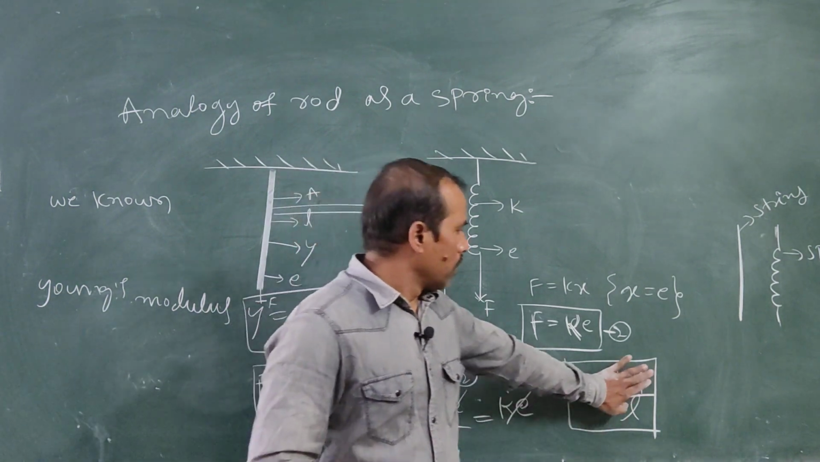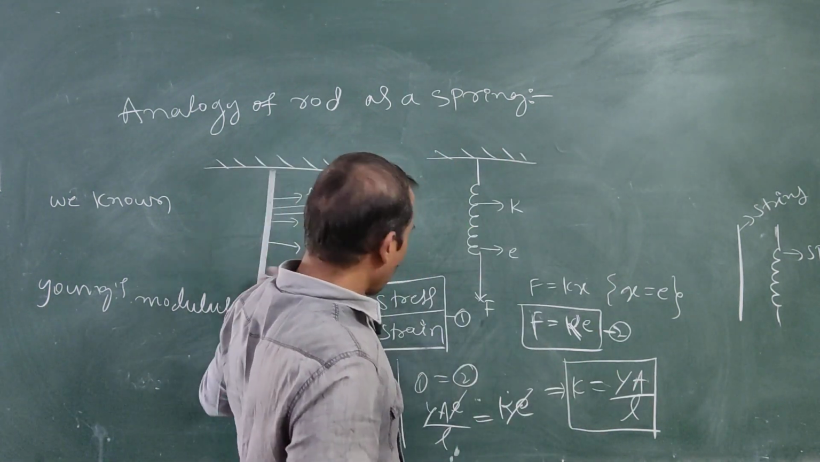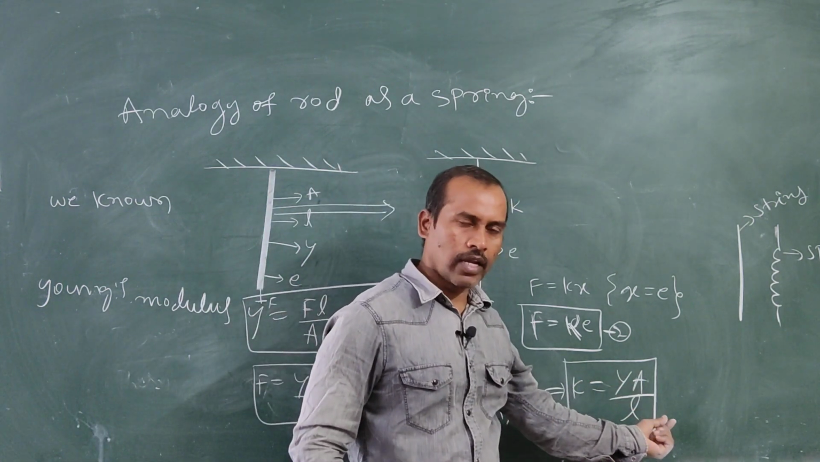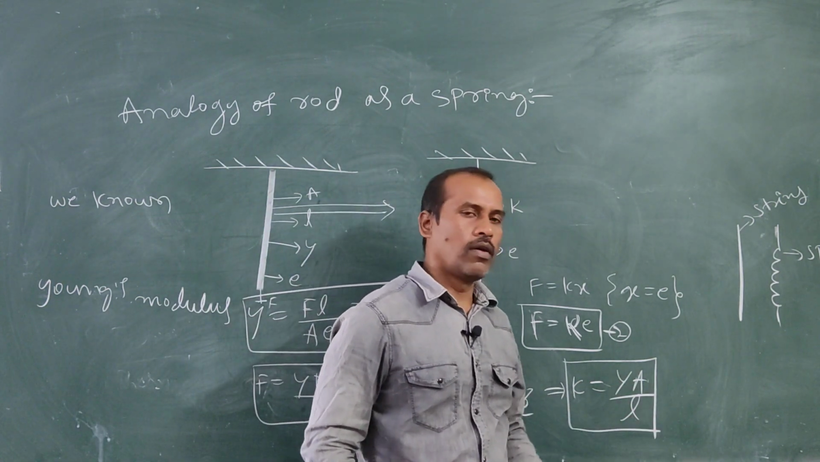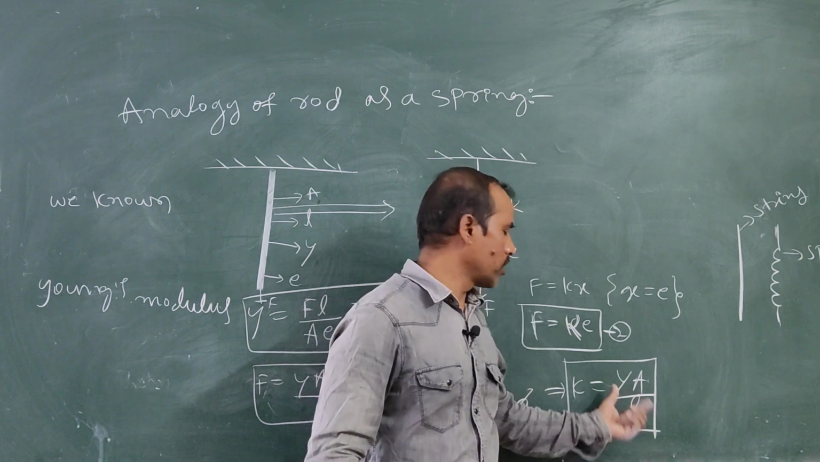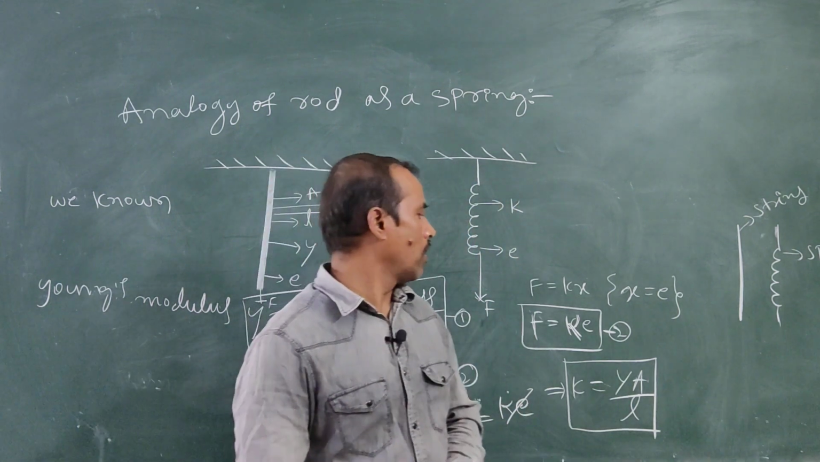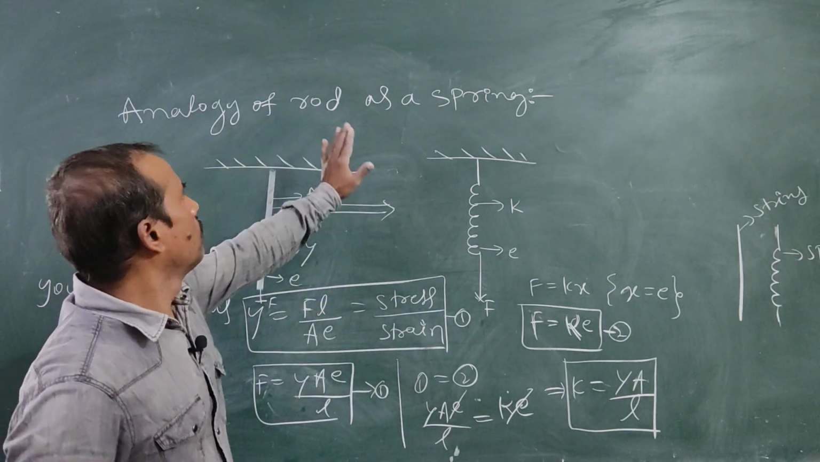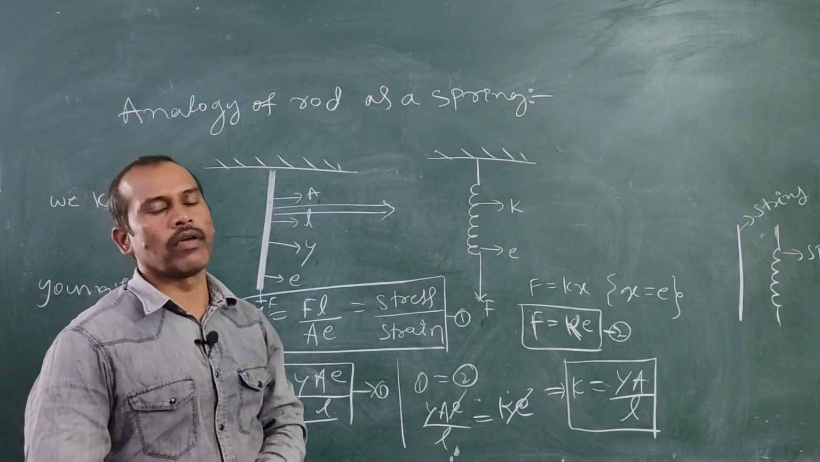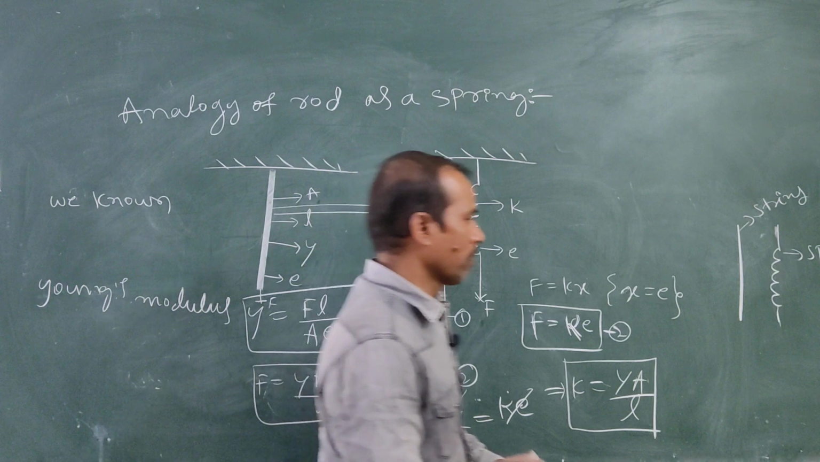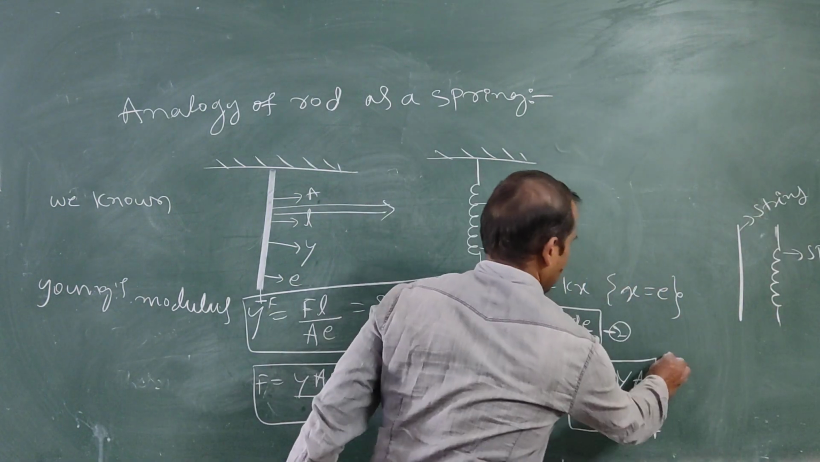So in this rod, the area of cross section A is constant, the length of the rod is constant, and Young's modulus of the rod is constant. So here K is equal to YA by L. This is the analogy of a rod as a spring. Note this one, this is important.